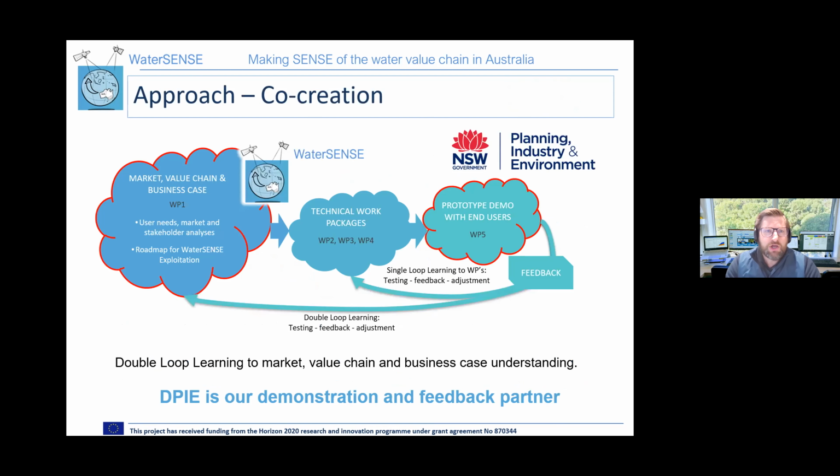Back to the project. WaterSense is strongly focused on a co-creation approach with a double loop learning process to the market. A large part of the first year of WaterSense was understanding the user needs and the market analysis in Australia around water management and water resources. A lot of effort went into understanding that and identifying priority needs and gaps that remote sensing and the Copernicus datasets can actually help with.